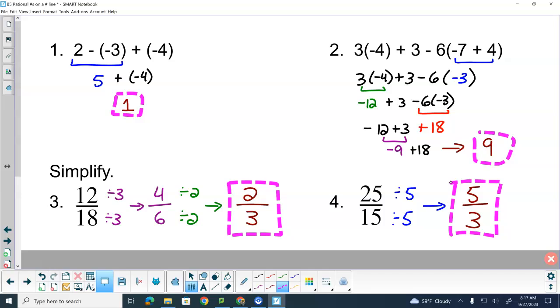Oh, make it into a mixed number? Yes, we could. So what you're saying is we could take what we learned yesterday and write this as 1 2/3, like that. Yep, I would accept both of those. Yep, good job. Okay. All right, 2 more.